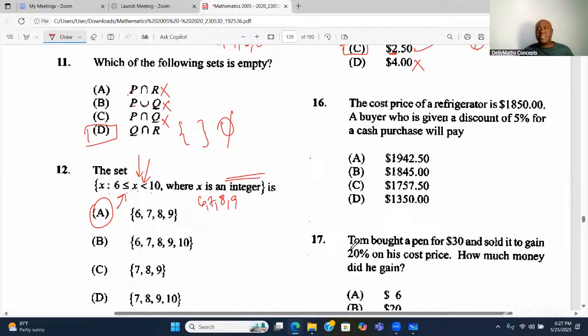Number 16 says the cost price of a refrigerator is $1,850. A buyer who is given a discount of 5% for a cash price will pay what? As you could see, with this percentage question, they're using nice percentages. Remember, we said 5%, 10%, 15%. They're giving you some nice numbers. There are many ways you could work this out. You could just take your time. The standard way is that people find 5%.